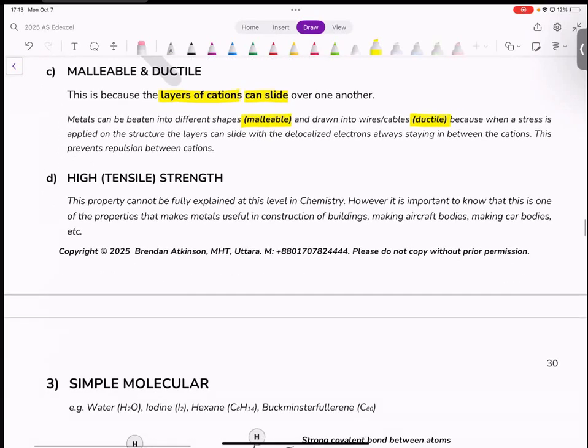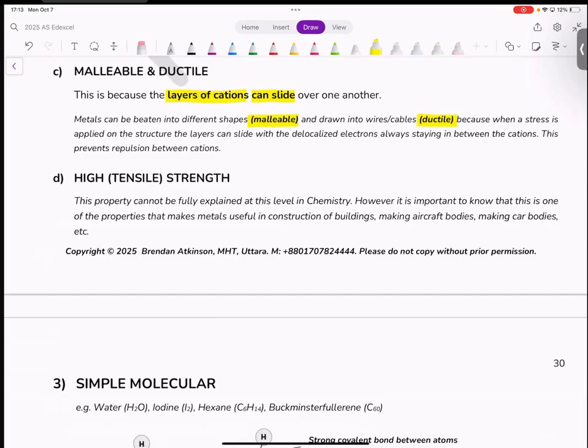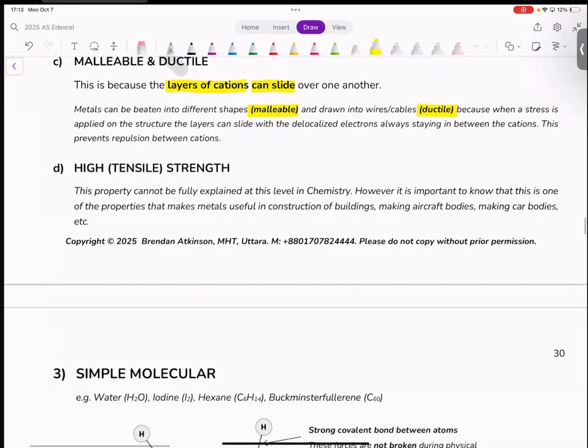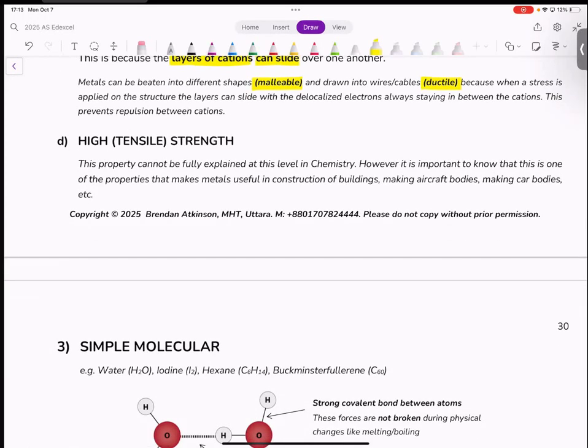High tensile strength, I didn't explain anything in this. They won't ask you to explain anything in this. I just wrote something in italics here. This property cannot be fully explained at this level in chemistry. Physics, so you'll learn more about all this. However, it is important to know that this is one of the properties that makes metals useful in construction of buildings, making aircraft bodies, car bodies, etc.